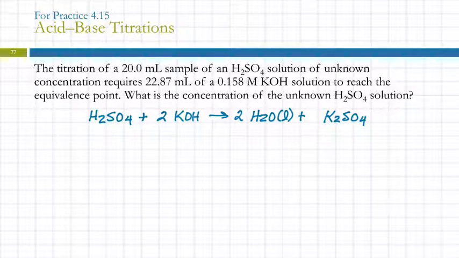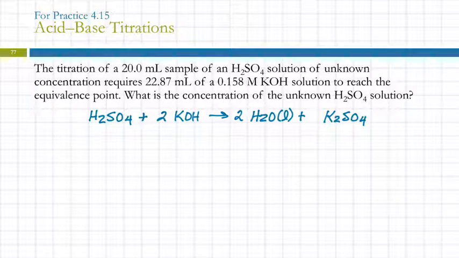There's different ways to go about that. Here's a tip. This is a diprotic acid, H2SO4. That's going to need 2 hydroxides. And this is a base that only has 1 hydroxide. So we're going to end up with a 2 in there. Okay, I've got my balanced chemical equation.